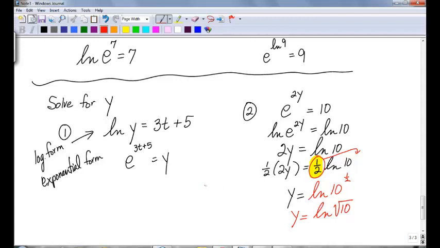Now I could have done that same thing. Let's say I start with 2y equals the natural log of 10. I could divide by 2, divide by 2. What you cannot do is say that 10 divided by 2 is 5. That's not true. You can say 1/2 natural log of 10, because that's a natural log in there. That's better than going this way. I won't confuse you anymore.